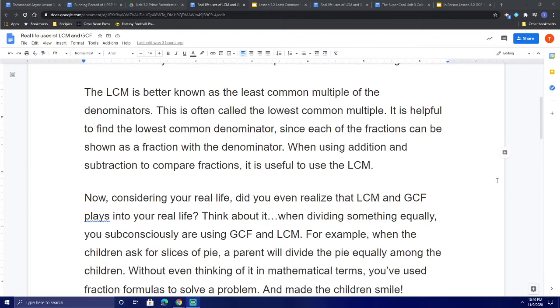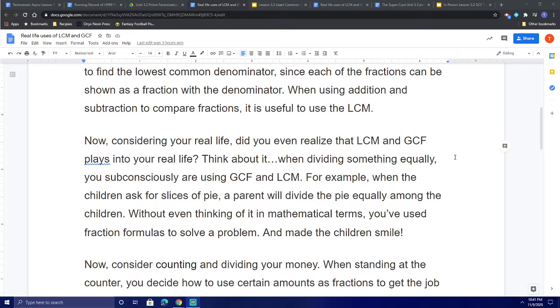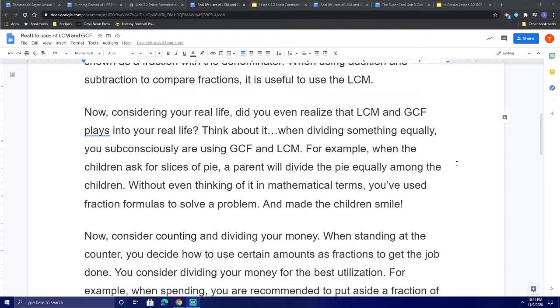Now considering your real life, did you realize that LCM and GCF plays into your real life? Think about it. When dividing something equally, you subconsciously are using GCF and LCM. For example, when the children ask for slices of pie, a parent will divide the pie equally among the children. Without even thinking of it in mathematical terms, you've used fraction formulas to solve a problem and made the children smile.